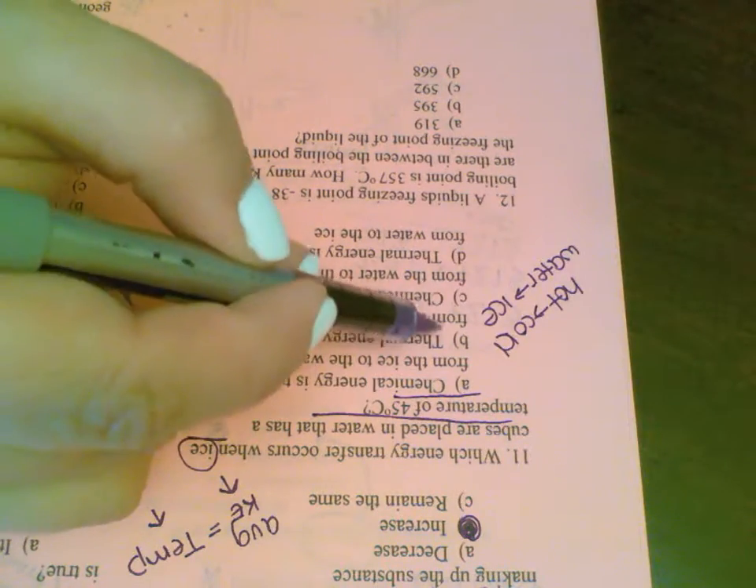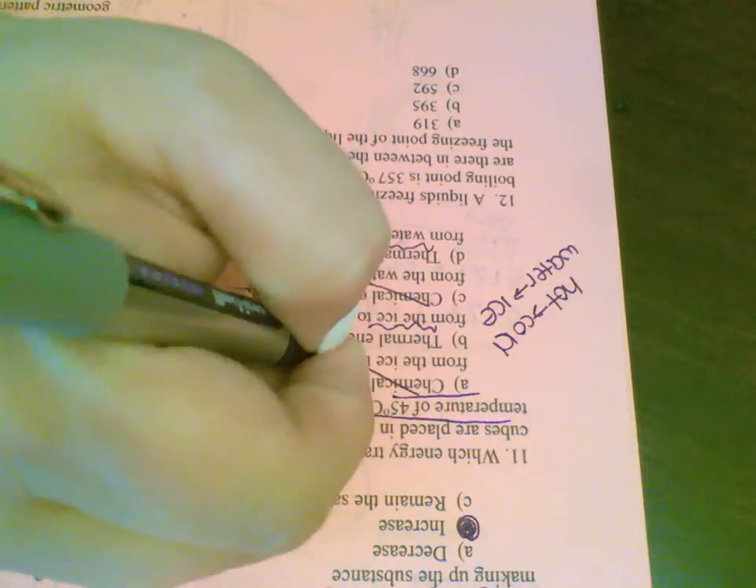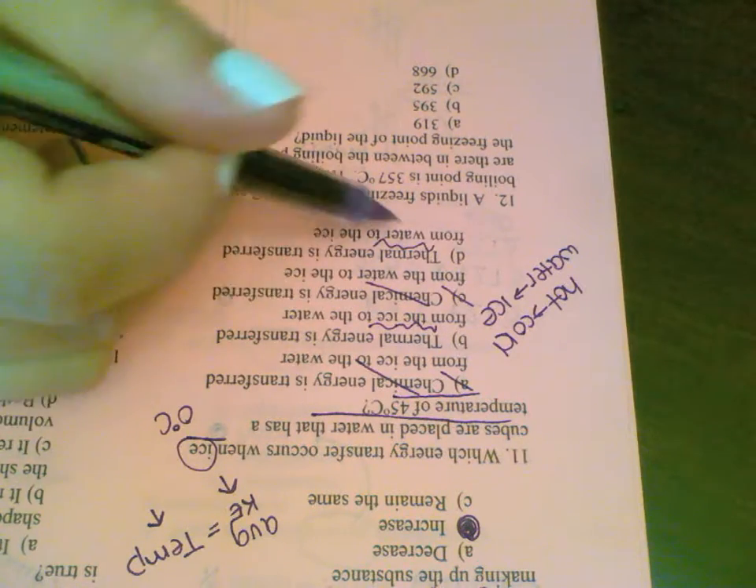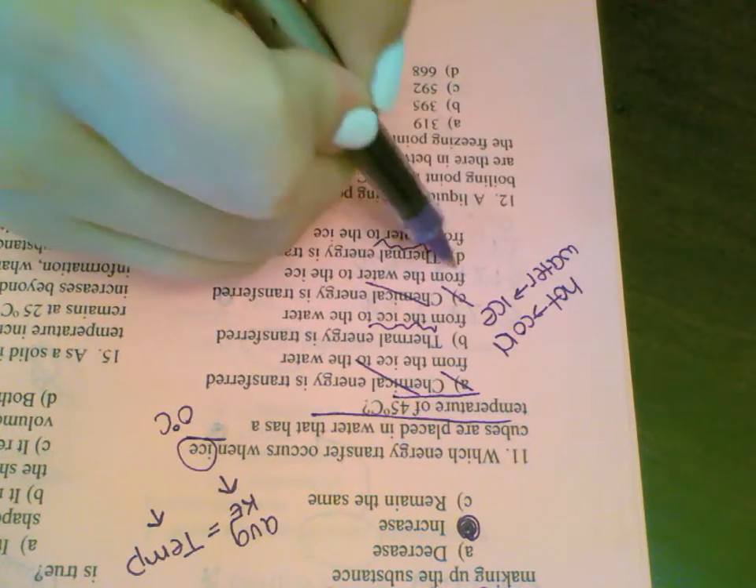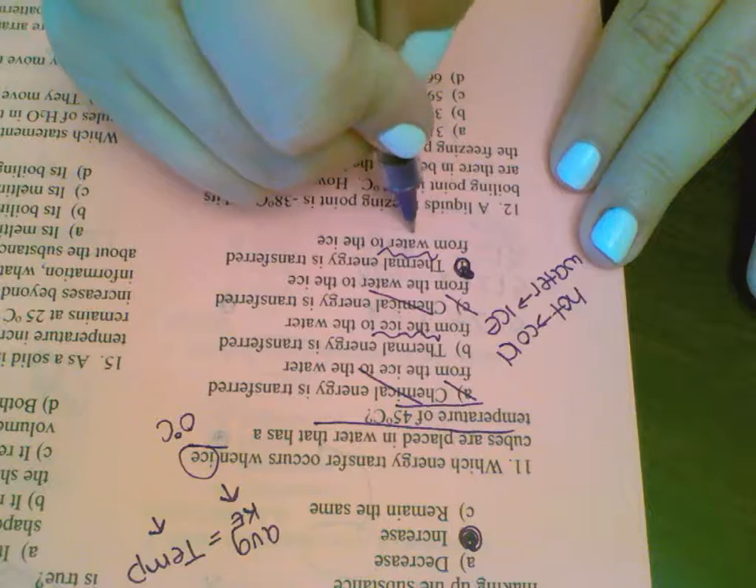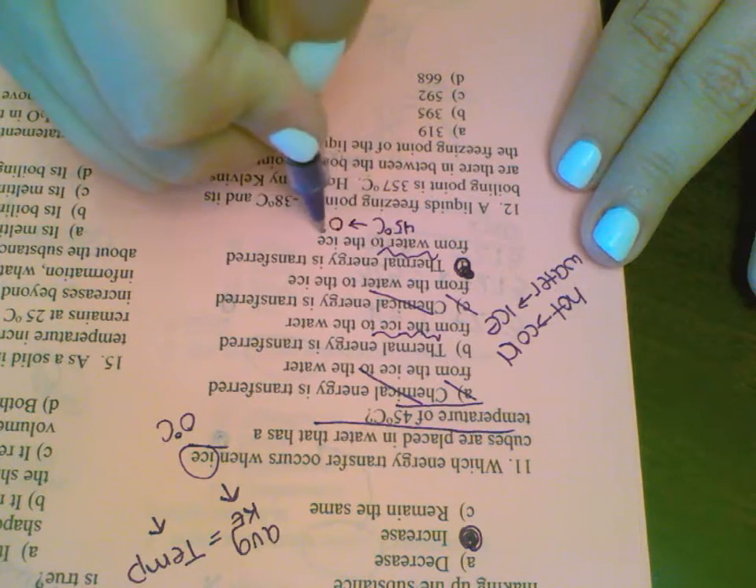So I want to think, chemical energy or thermal energy? Well, thermal energy is what I actually want. I don't like this chemical energy, so A and C are out. We just said hot to cold, so D, from the water to the ice. And again, if I want to further explain, water is at 45 degrees Celsius. The ice is at 0 degrees Celsius.